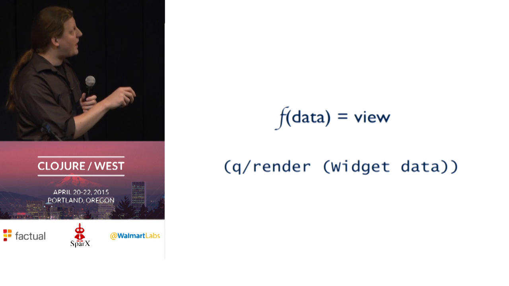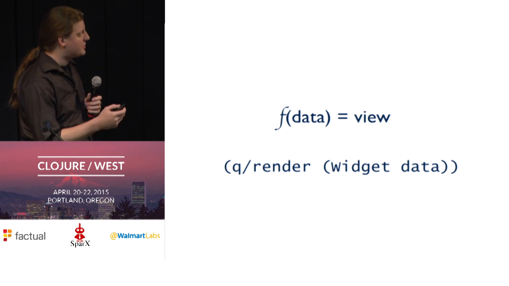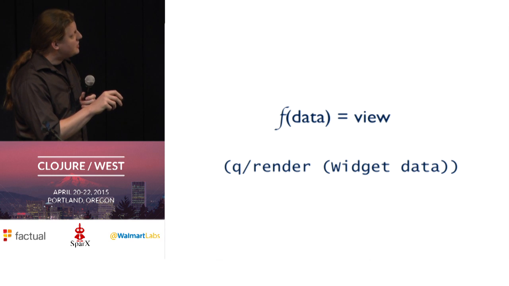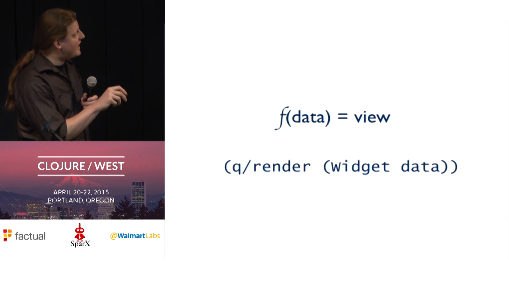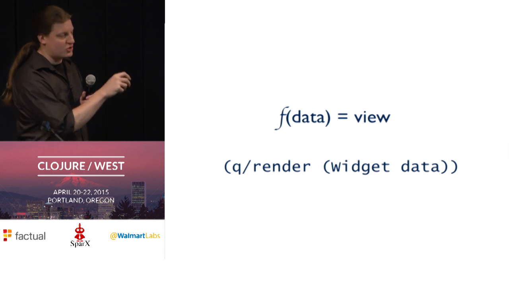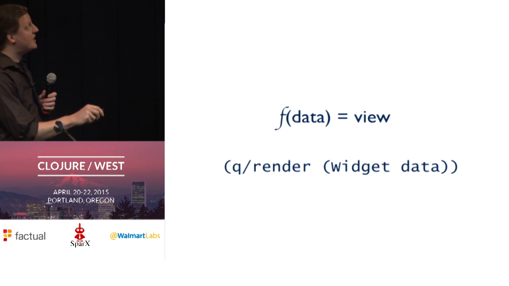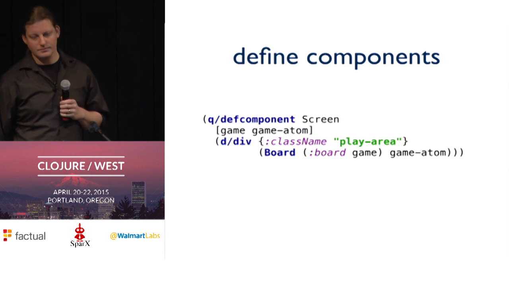This is the primary API of Quiescent, the render function. We'll see that more. This is actually exactly this form. Take my widget, my component. It's a function of the data that becomes my view, and then I can just render the view to the screen. So it's really trying to make this the central idiom of it.